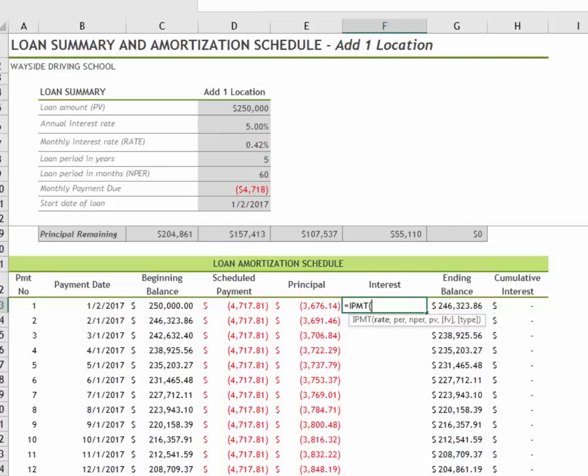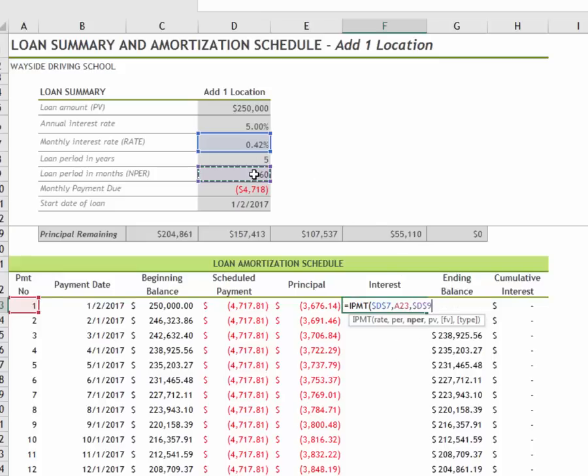Same information. What's your rate? 0.42% per month. Lock that. What period am I calculating the interest on? The first one. Don't lock it because we want it to calculate the second, the third, and the fourth as we copy the formula down. How many periods are there? Well, there's 60. Lock that.